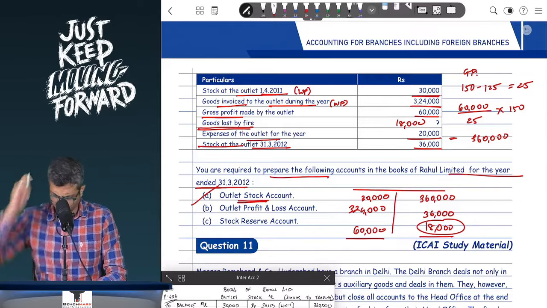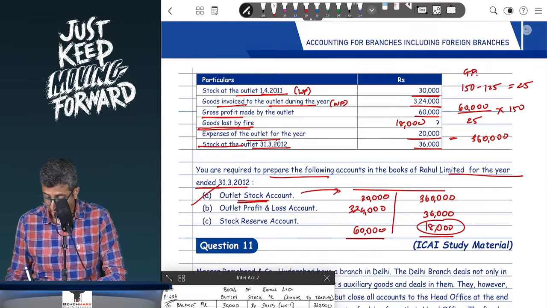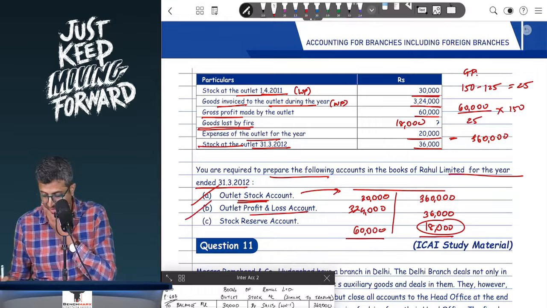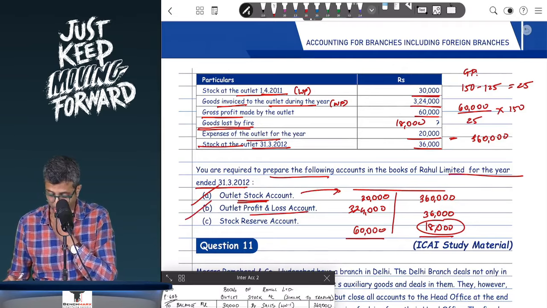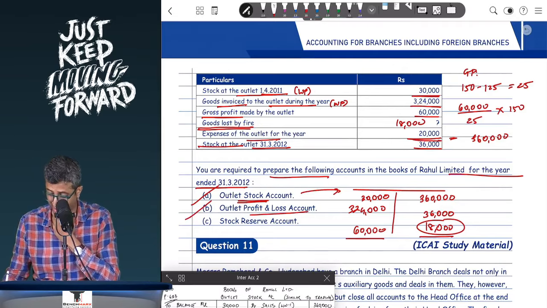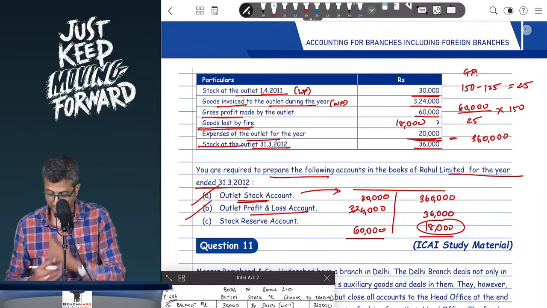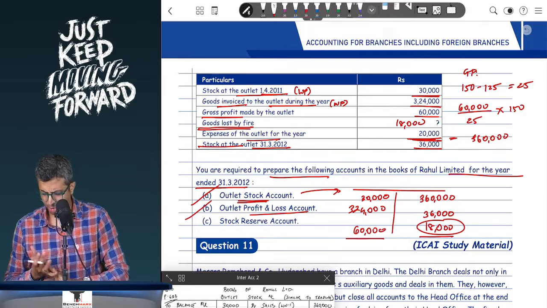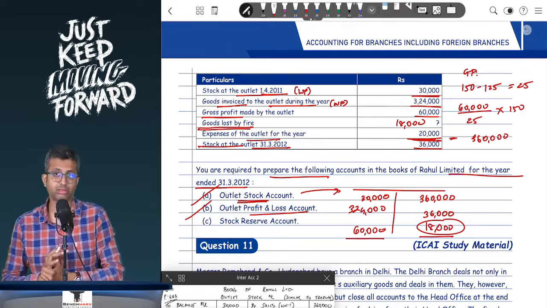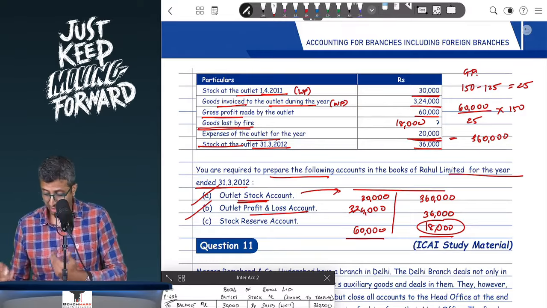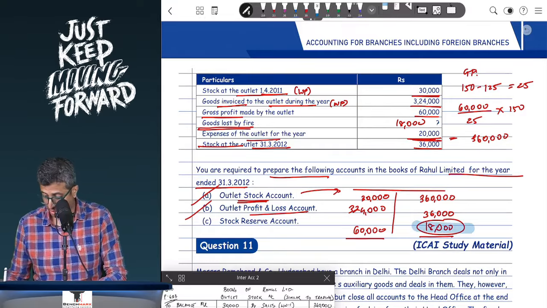Outlet stock account. This is like the outlet stock account. The outlet profit and loss account. In my outlet, I would say 60,000 was there. Other than that, there will be an expense of 20,000. So 60 minus 20, that will come to a net profit. However, there will also be an 18,000 loss by fire.